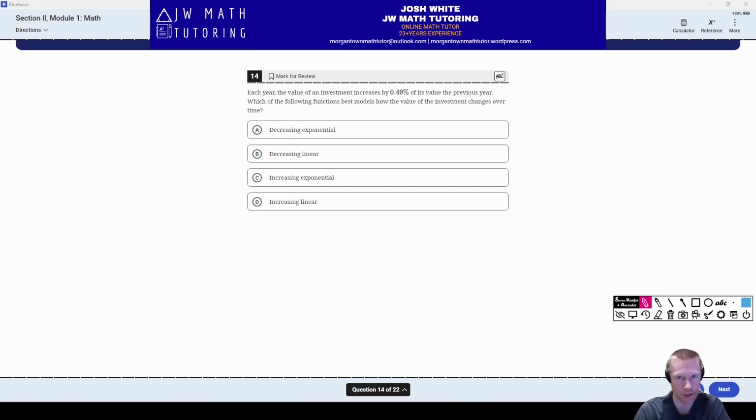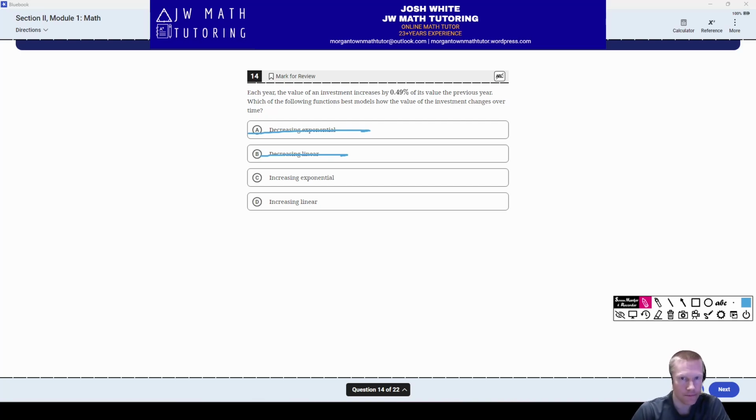They want to know which of these situations basically is it? Is it increasing or decreasing, exponential or linear? Okay, first of all, since it is increasing, it's not going to be decreasing. So A and B are out. So now the question is, is it exponential or linear?